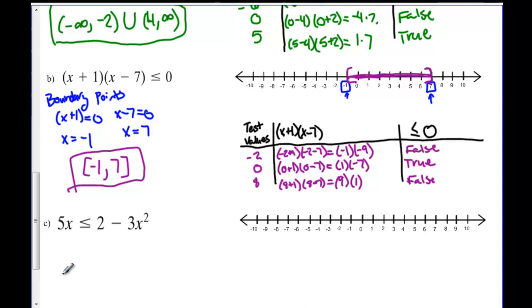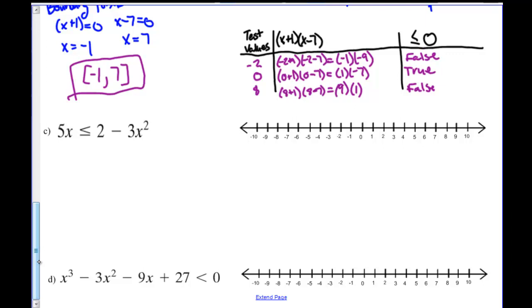That okay? All right, for C, it's got an extra step, right? What's the extra step?